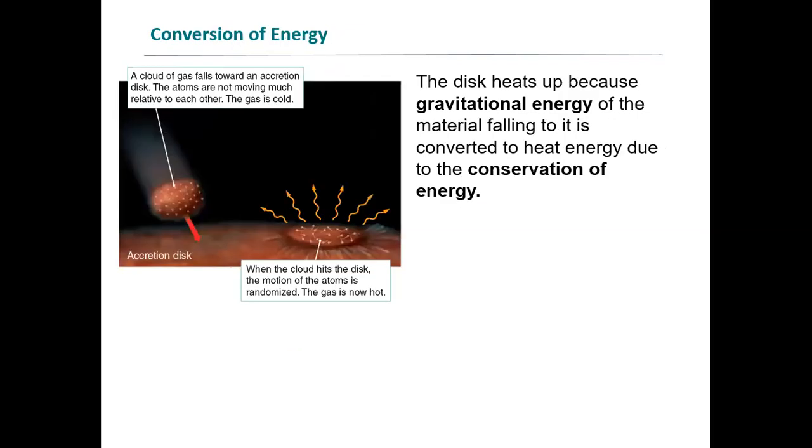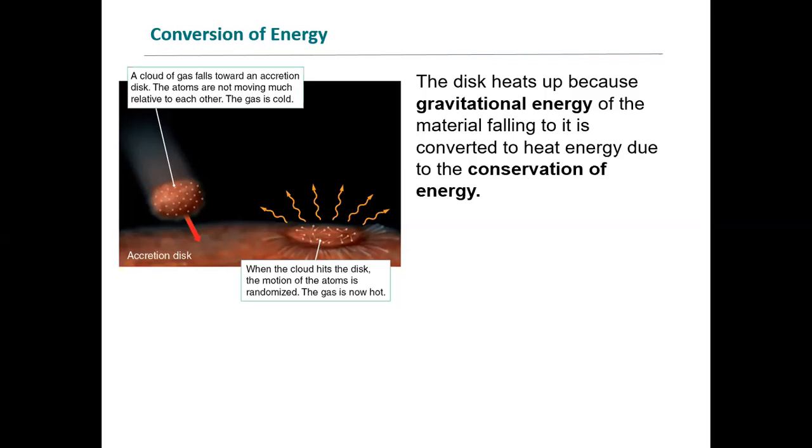The disk heats up because gravitational energy of the material falling into it is converted into heat energy. Remember, heat, temperature basically, is just a measure of the average random kinetic energy of the molecules and atoms in the substance. So when gravity pulls things inward, they're losing their potential energy, but gaining kinetic energy. They're gaining energy of motion. And then when they collide with other things, all the atoms and molecules in there suffer a net increase in average velocity. Once that's all averaged out, that's officially now an increase in temperature.